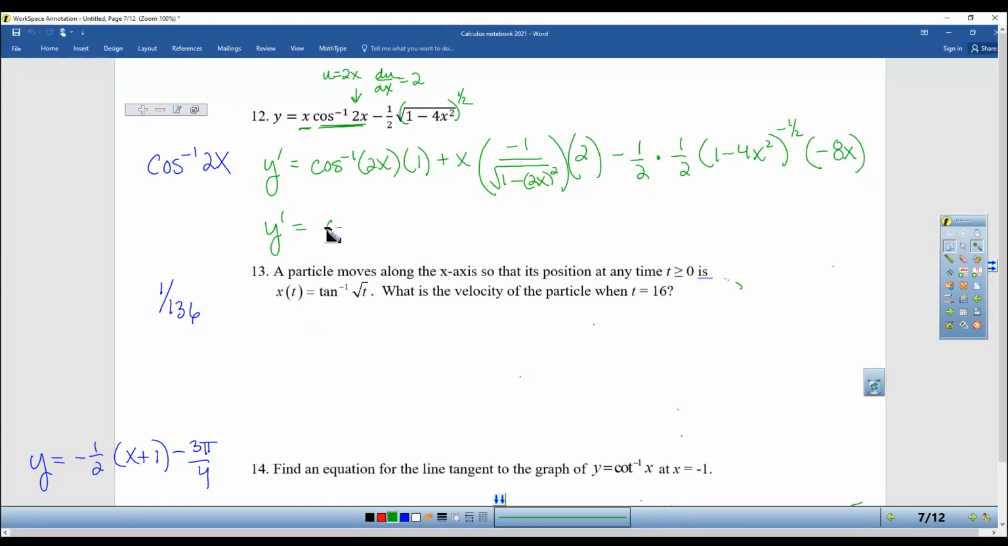All right, let's simplify that. Inverse cosine of 2x plus, so when you have whole things being multiplied by fractions, sometimes it's really nice to just put them all over 1, and then you can see clearly that it's a numerator.